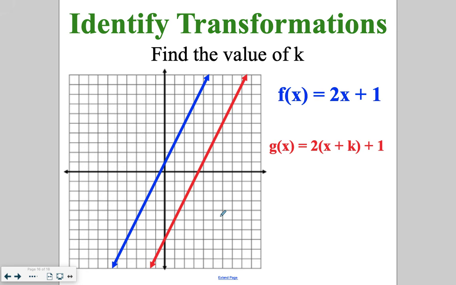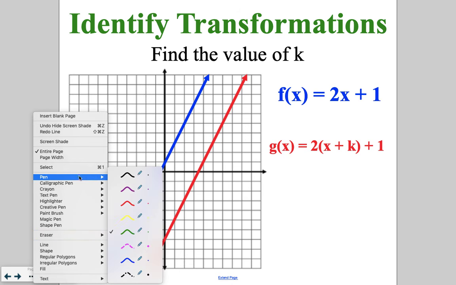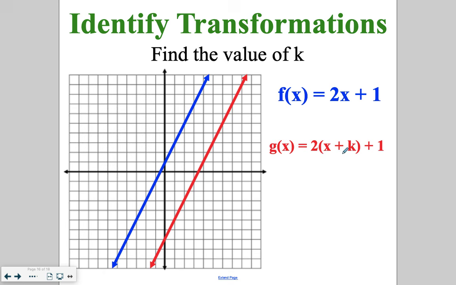Last thing we want to do is identify the transformations based on a graph. So our original blue line is 2x plus 1. And it's asking us to find the k value to get to this red line. Notice your slope doesn't change. So it is going to be a translation. So we are looking for how it moved. Since the k is in the parentheses, we're looking for how it changed left to right.